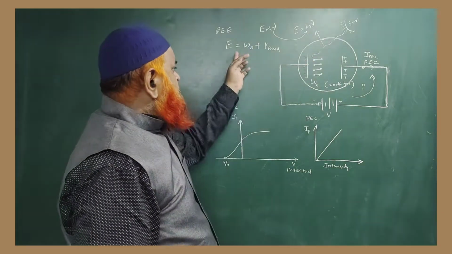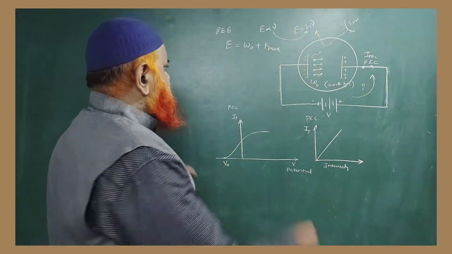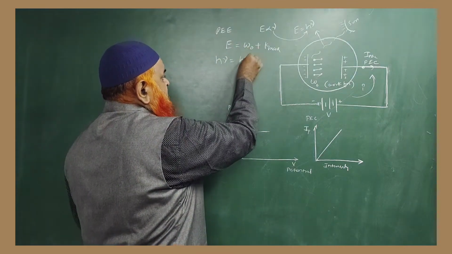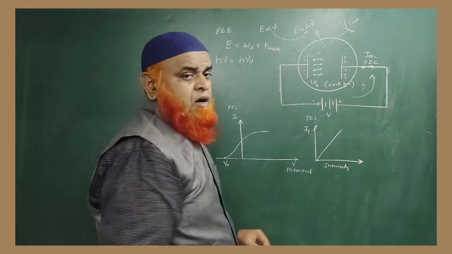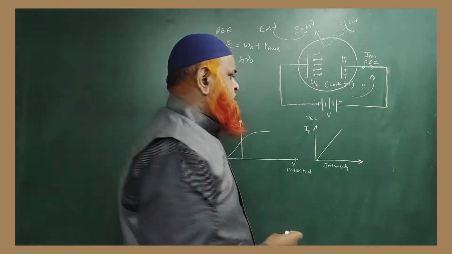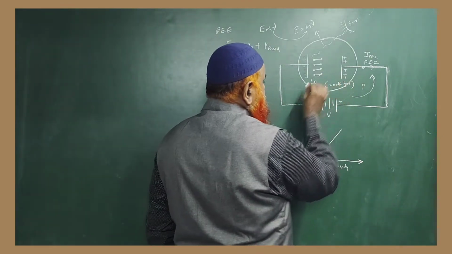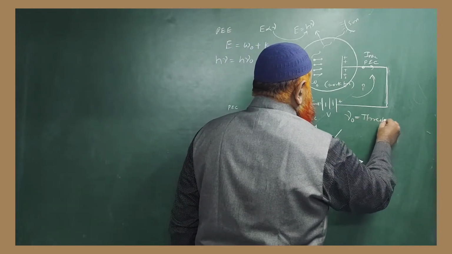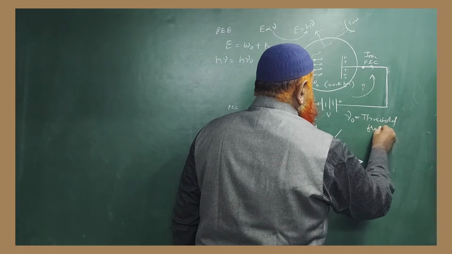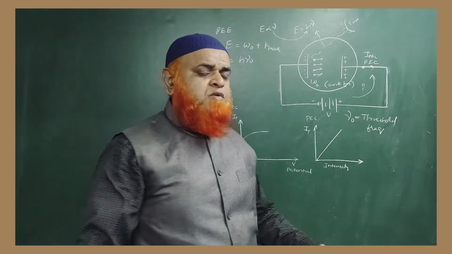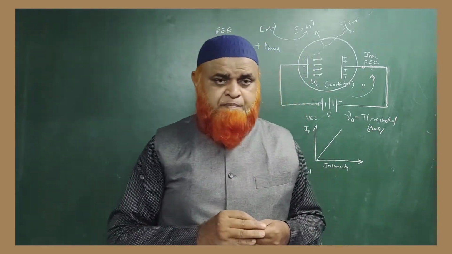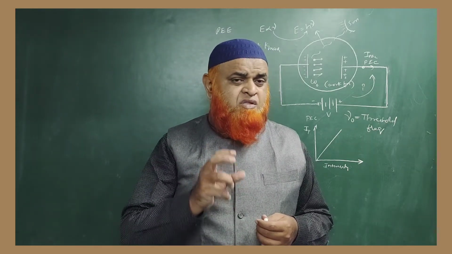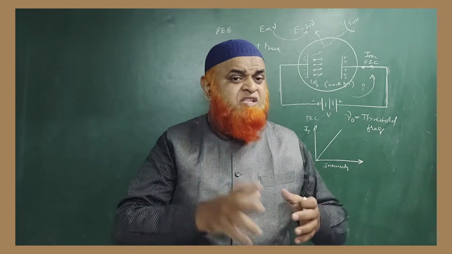Energy, that is h nu, and W naught. What is W naught? Let us discuss that. So E is equal to h nu. W naught is nothing but h nu naught. Then let me discuss what is nu naught here. See here, nu naught is called the threshold frequency. Now let me discuss the meaning of threshold frequency. In the dictionary, when you see the meaning of threshold, it is the minimum value at which something happens.